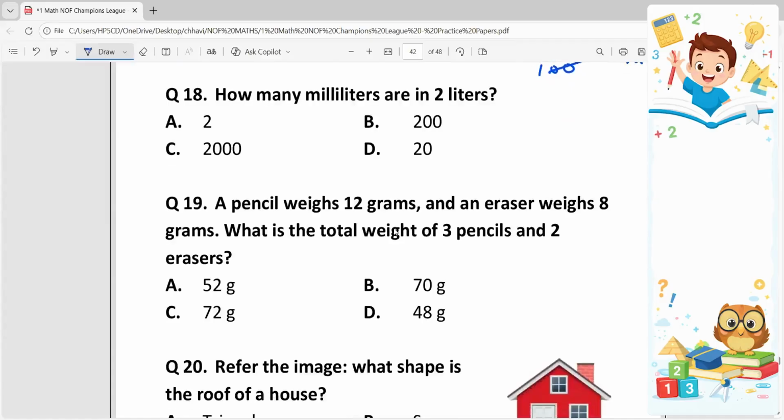Question 18th. How many milliliters are in 2 liters? 1 liter is equal to 1000.